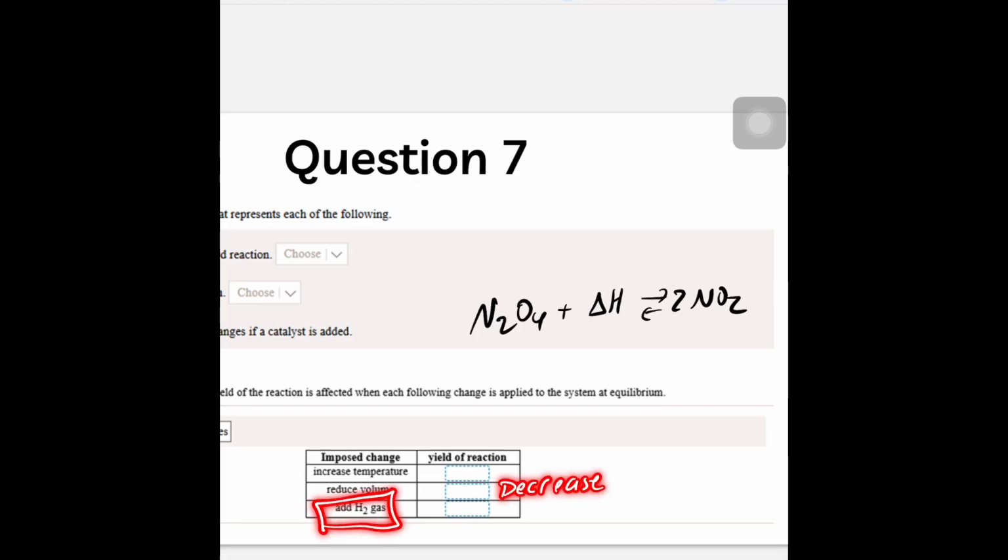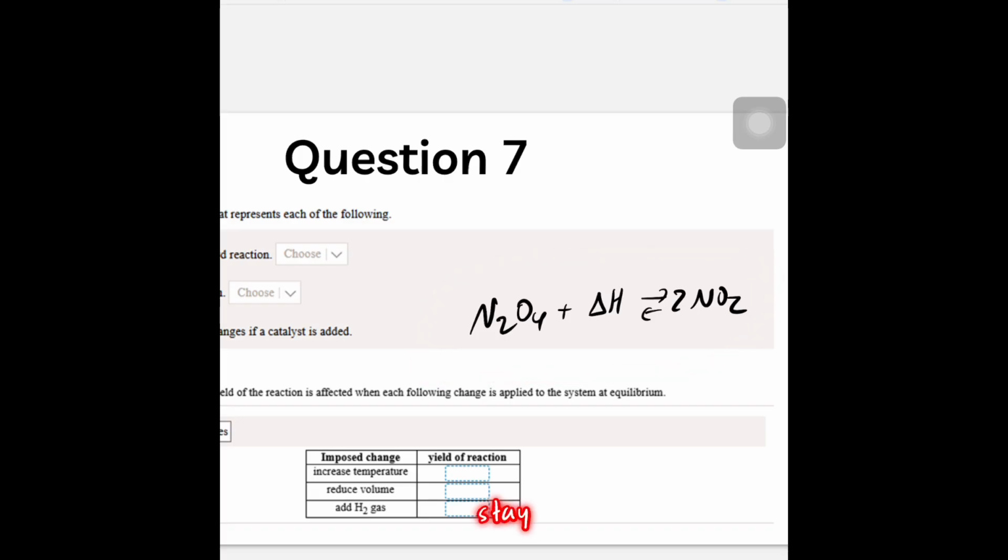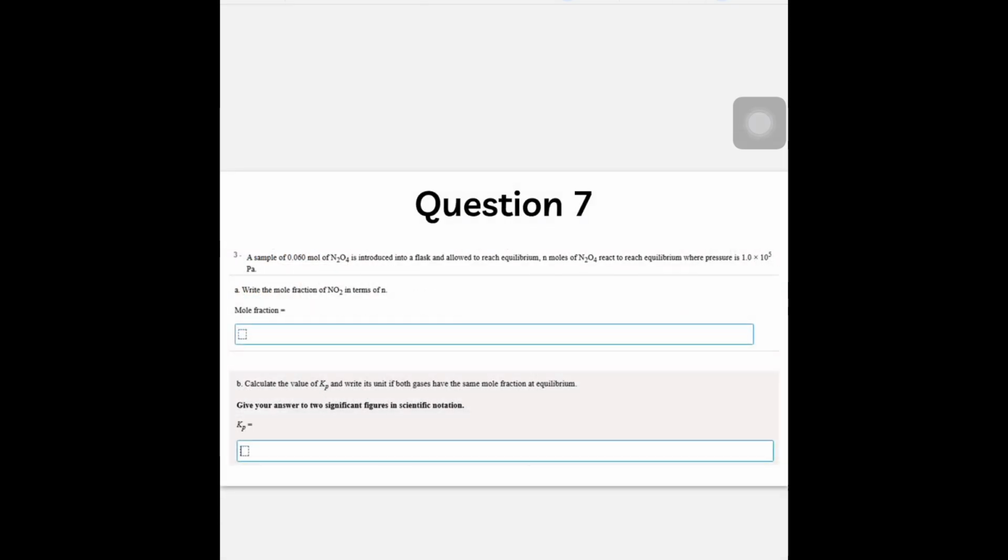Now adding H2 gas: when I add H2 gas, it's not part of this reaction, so the yield of the reaction is going to stay the same. Nothing's going to change. Now for this question, a sample of 0.06 mole of N2O4 is introduced into a flask and allowed to reach equilibrium. n moles of N2O4 react to reach equilibrium where the pressure is 1 times 10 to the power of 5 Pascal, and this stands for the total pressure.